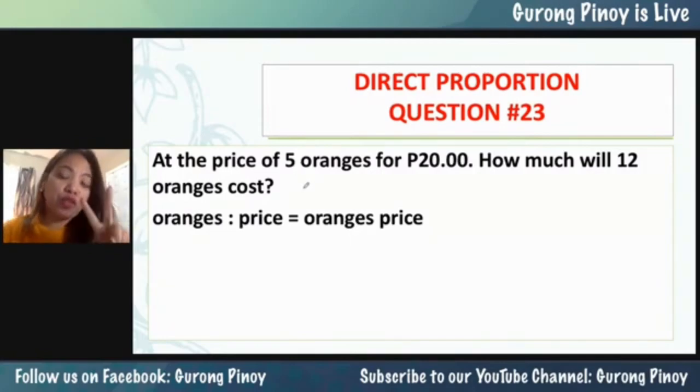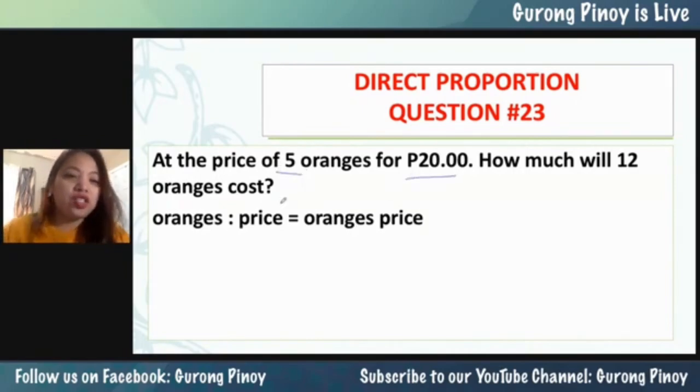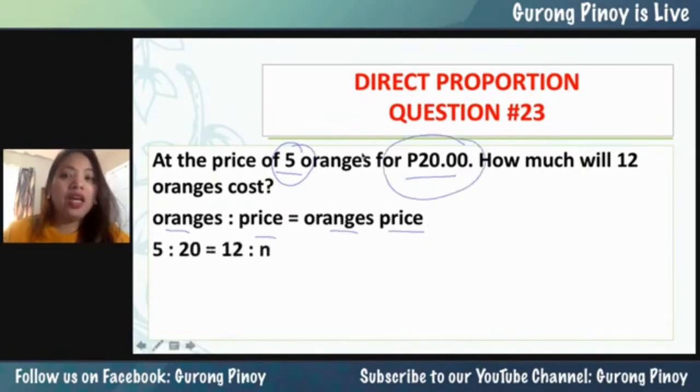Identify first what are the two things that we are talking about: the number of oranges and then the price. Okay, so oranges, price. The first given number of oranges is 5, and the first given price is 20. Then the number of oranges given is 12, and the missing one is the cost. That's why it is N. It is not X. Okay?